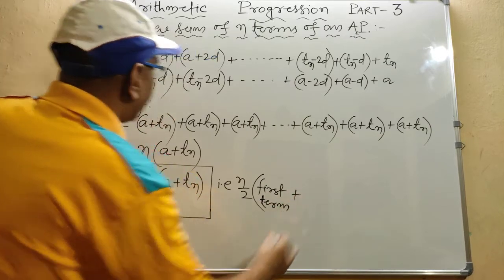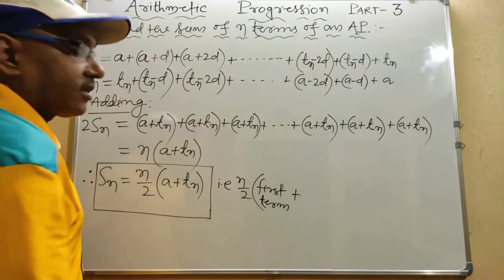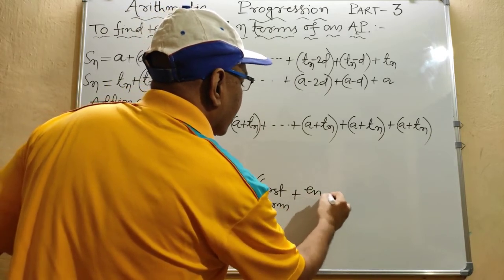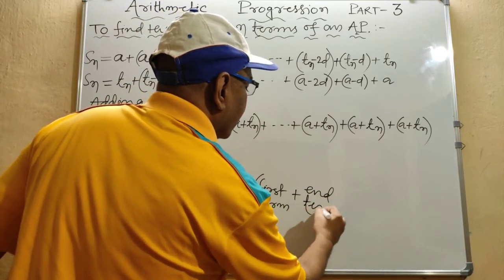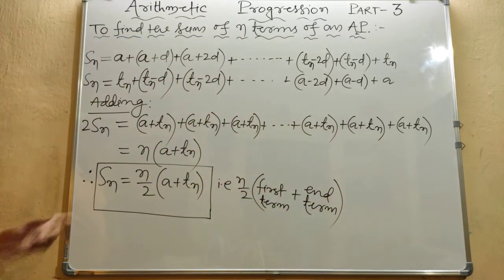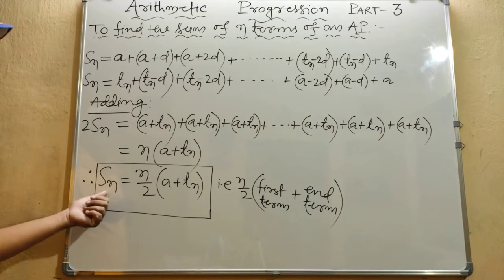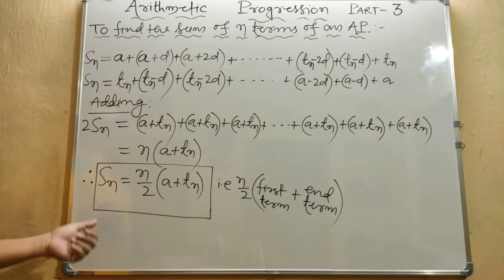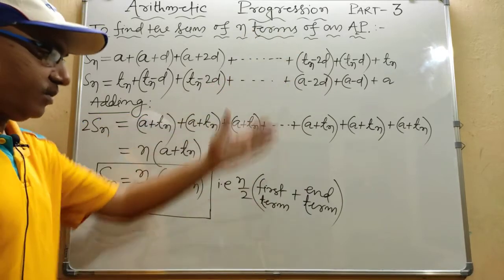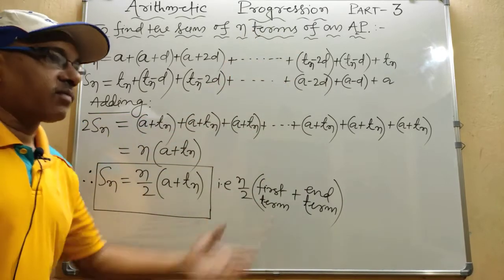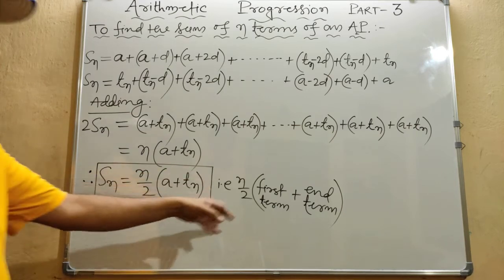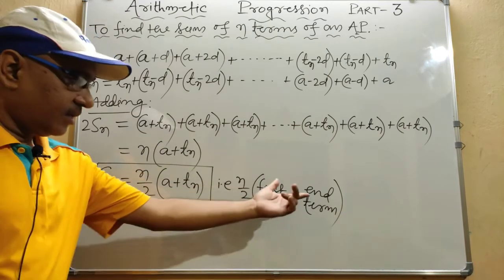First term plus tn. Tn means last term, or end term, you can say. In this way, the sum of an arithmetic progression up to n terms can be written as n by 2 (first term plus last term). This is the formula for finding the sum of an arithmetic progression: n by 2 (first term plus last term).